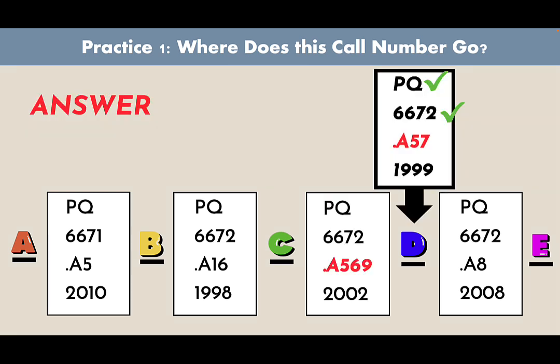If you get slot D, you are correct. Awesome job. Remember, read the call number line by line. You know that PQ 6672 must come after PQ 6671. Looking at the cutter number, point A57 is greater than point A569.